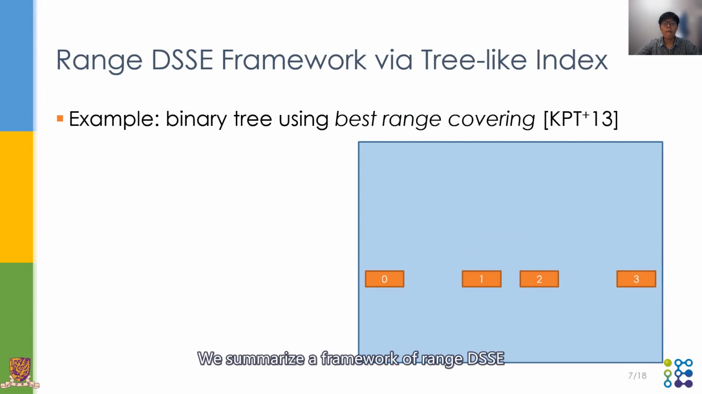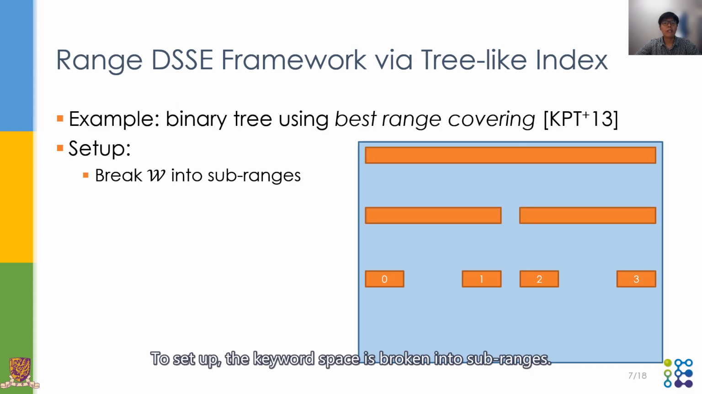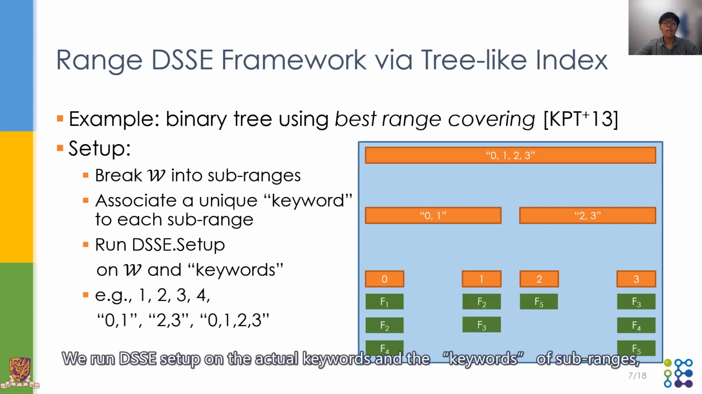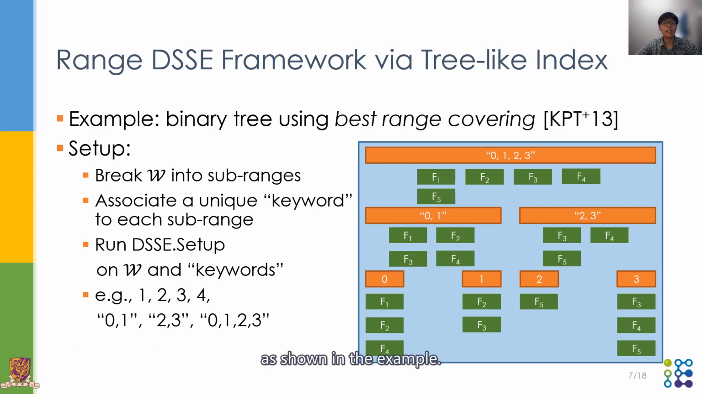We summarize a framework of range DSSE with a running example using a binary tree index and better range covering techniques by Kiayias et al. To set up, the keyword space is broken into subranges. We associate a unique keyword to each of them. We run DSSE setup on the actual keyword and the keywords of subranges, as shown in the example.